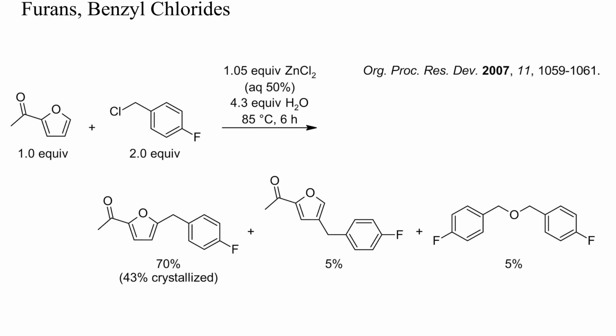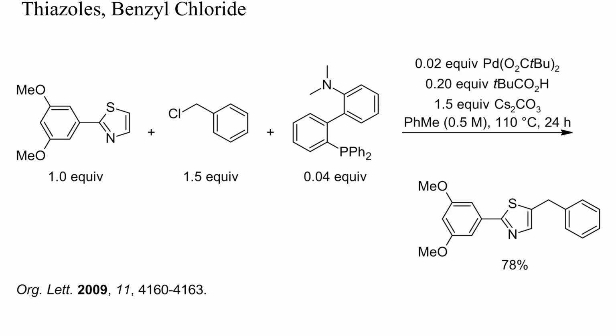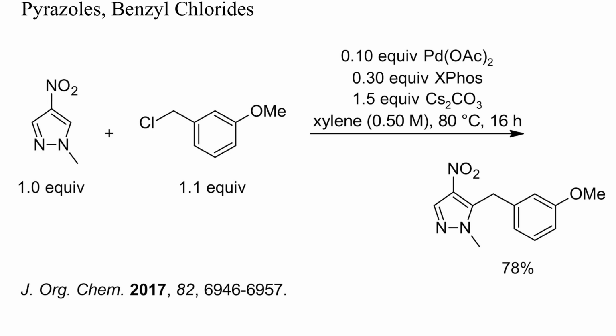Benzylation of 2-acetylfuran with 2 equivalents of 4-fluorobenzyl chloride and aqueous zinc chloride yielded mainly 1 monobenzylated product. Aromatic benzylations can sometimes be catalyzed by palladium, as in this example. Here, a thiazole was benzylated in the presence of a dimethoxyphenyl group. The reaction conditions were slightly alkaline. In this example, a nitropyrazole underwent benzylation under conditions similar to those of the previous slide. No extensive benzylation of the solvent xylene occurred.